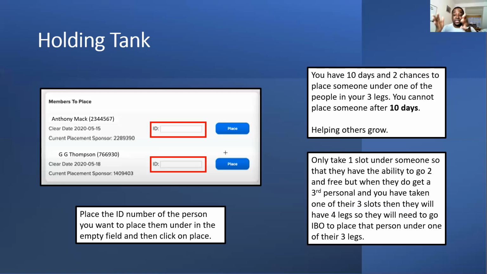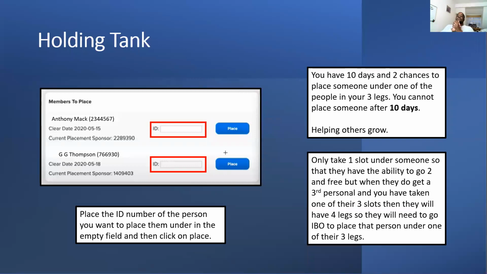It's similar to Des. Des has got his three legs. If he signs someone up, he's got to place someone within his organization, within his three legs. He cannot have an extra leg. So he's got to place someone somewhere, and you've got to be able to look after that person as well. So it's always key to have those sort of things as well.